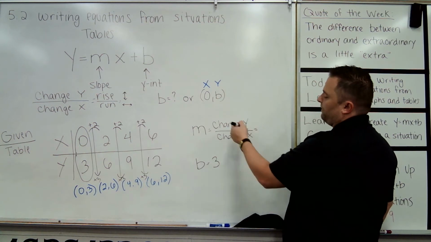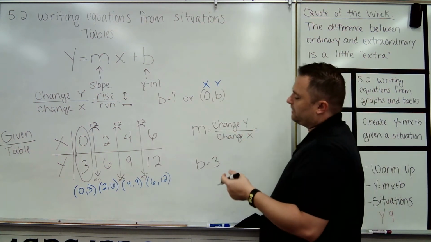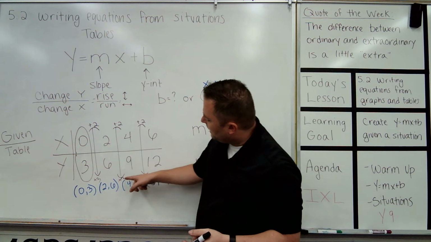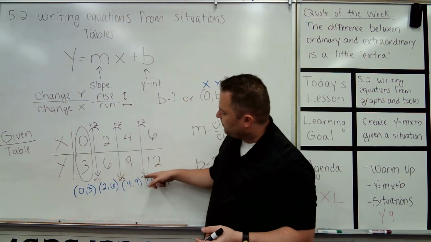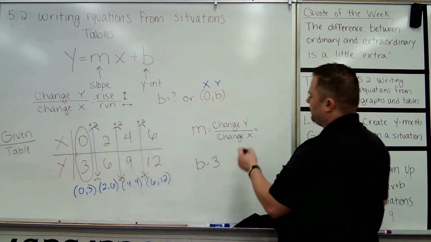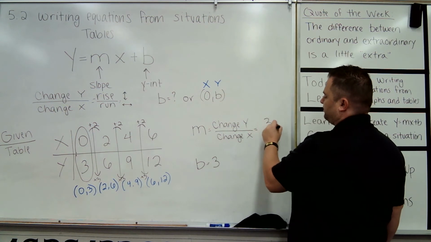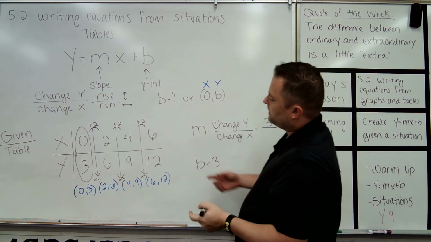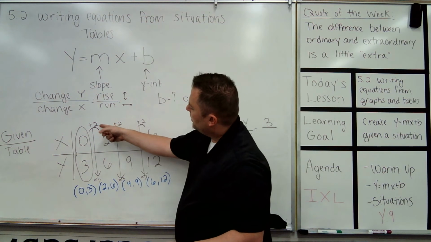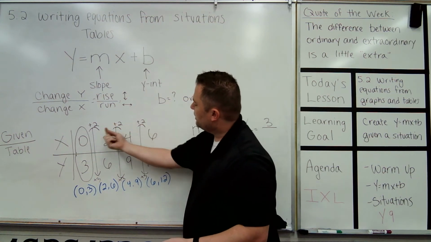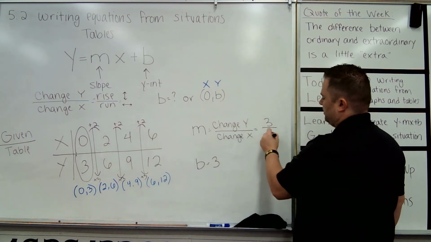So my slope, if it's my change in y over my change in x, well, my change in y, I'm looking at my y's and how they're changing. Each of these are changing by 3. So my change in y is 3. My change in x, I'm looking at these 2's up here. This is 2, this is 2, this is 2. These are each changing by 2.